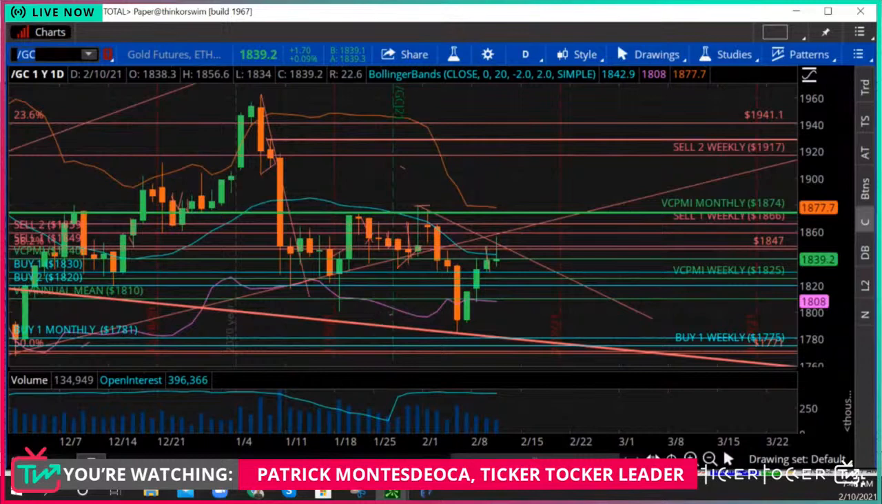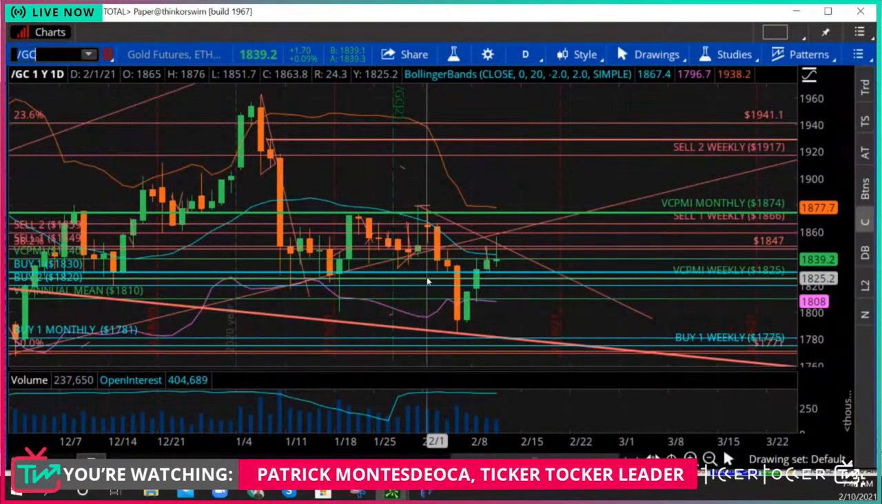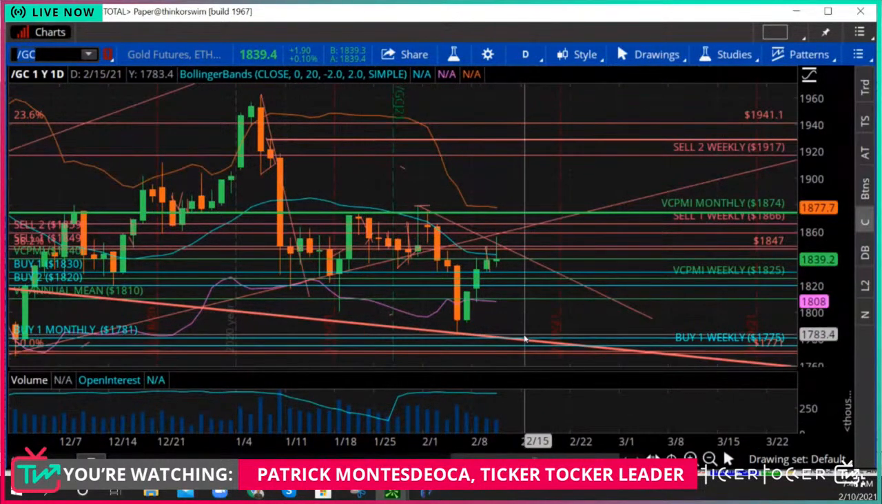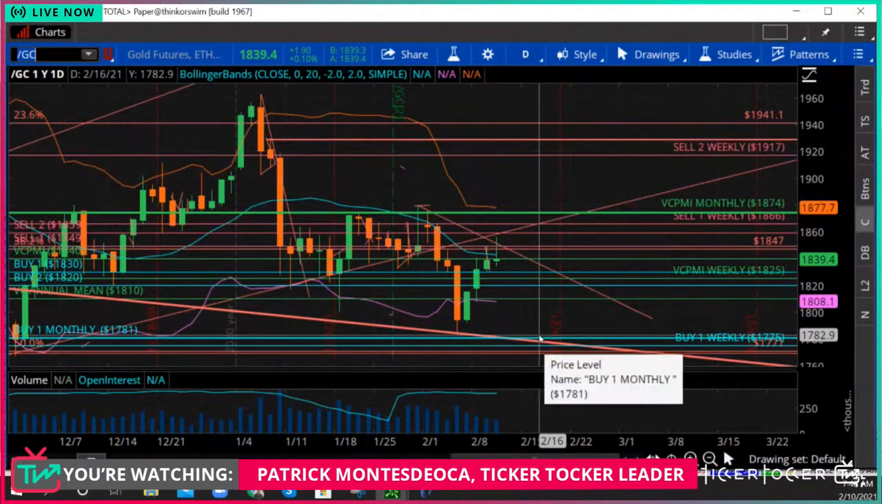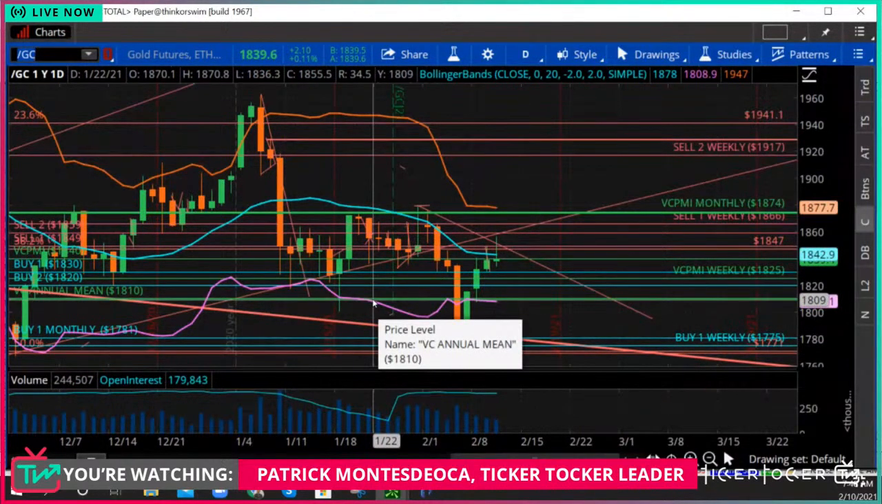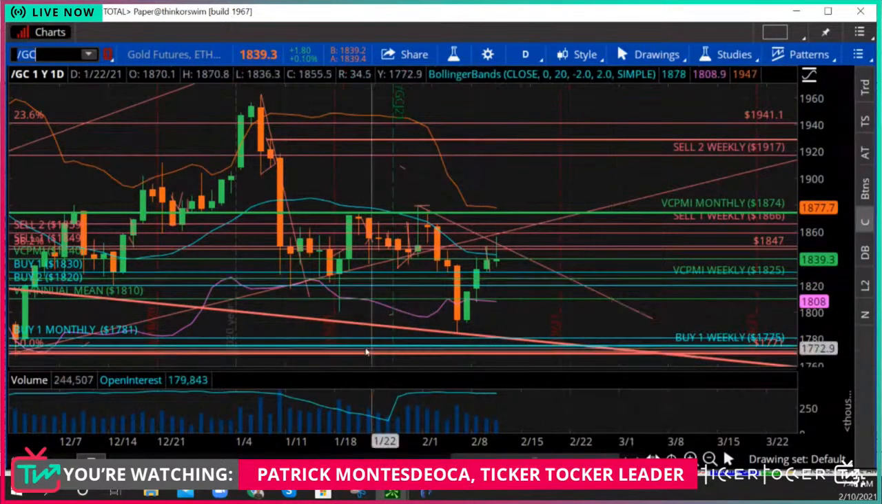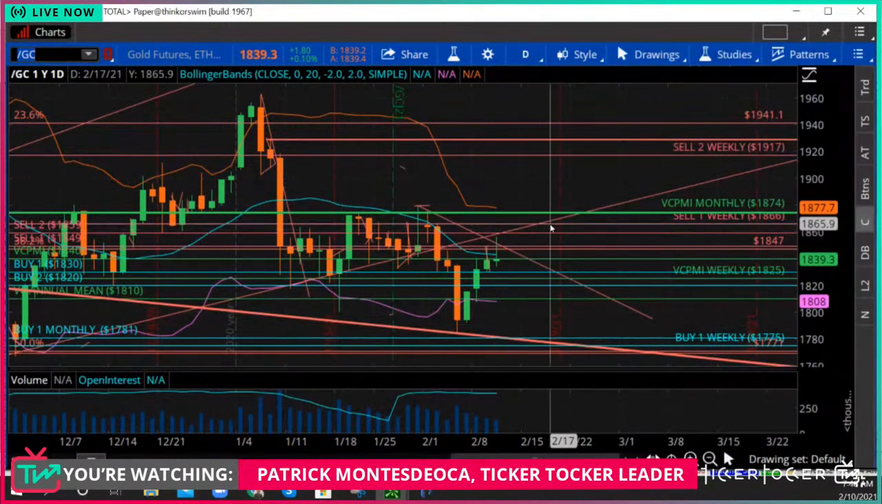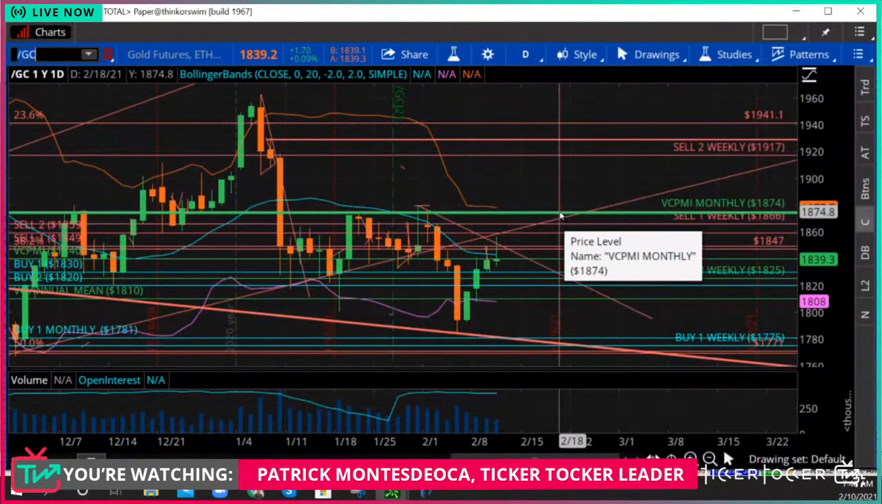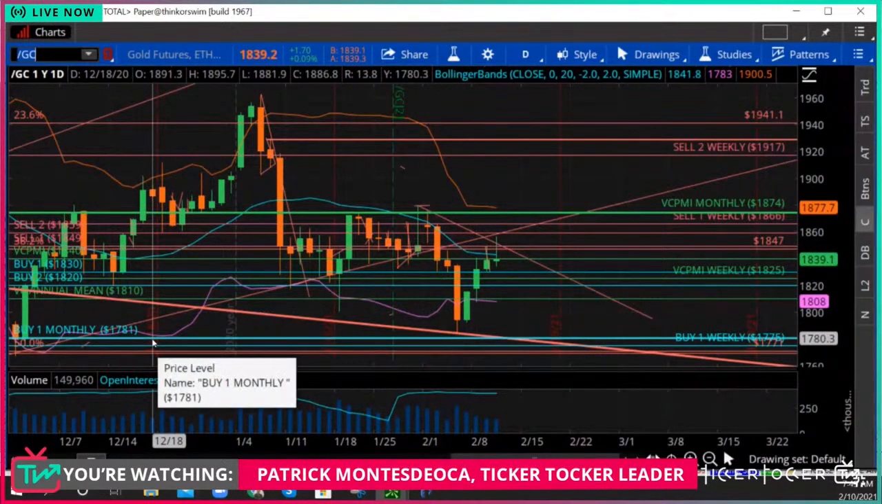The bottom of this descending channel here is at 1781, and that's what's being activated. If it closes below 1810, that's the annual mean. Actually, the monthly mean of 1874 activated 1781.